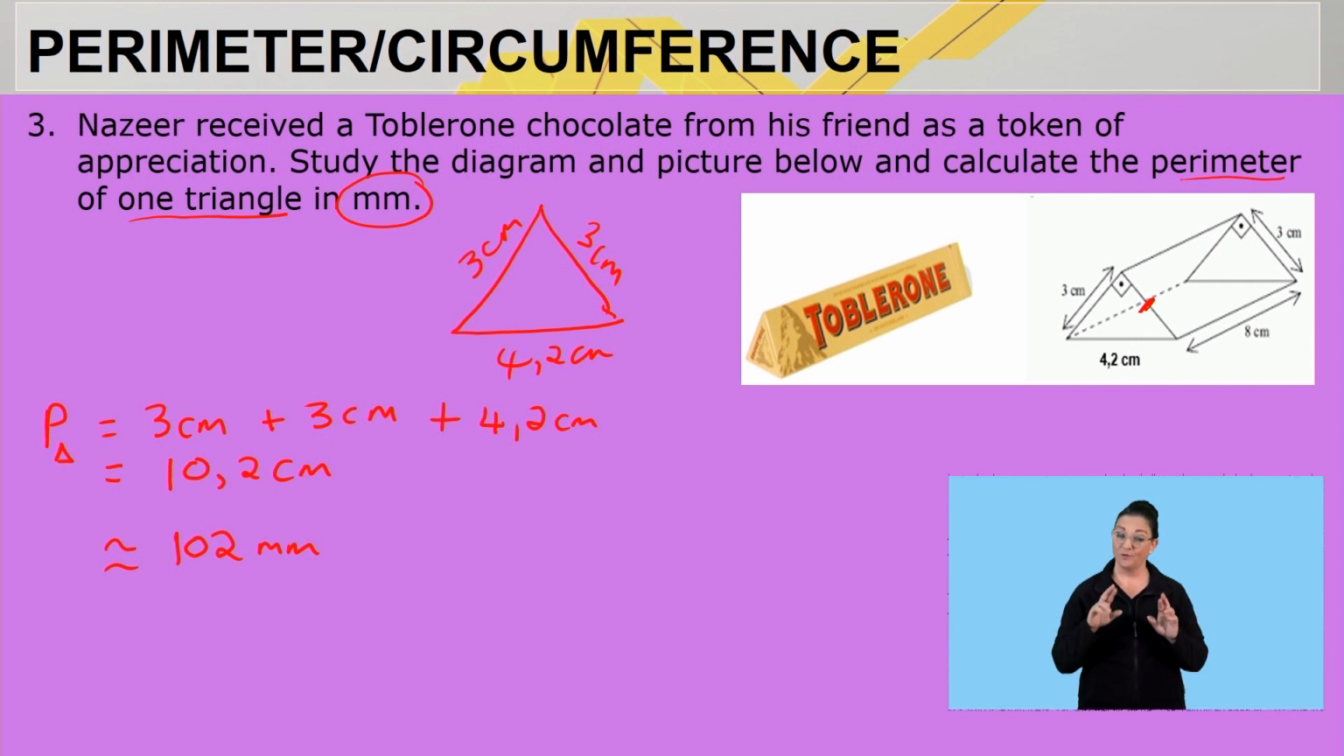Guys, I hope all in all that's clear to all of you. I've looked at only one triangle as indicated, and I calculated the perimeter of that triangle. Very important here is that your answer must be in millimeters. All right, let us look at our next question.